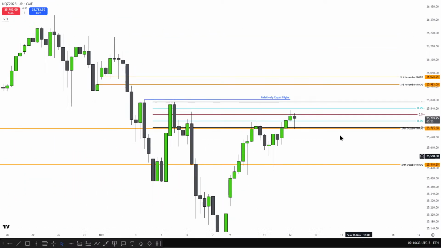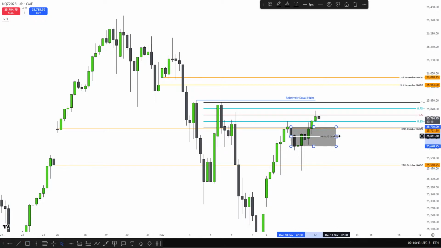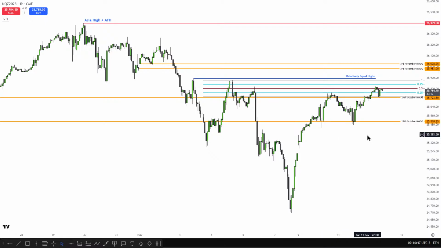Looking for these relatively equal highs. We've made our tap on the new week opening gap, which was also the bullish order block high here. Real nice. So looking for higher prices.